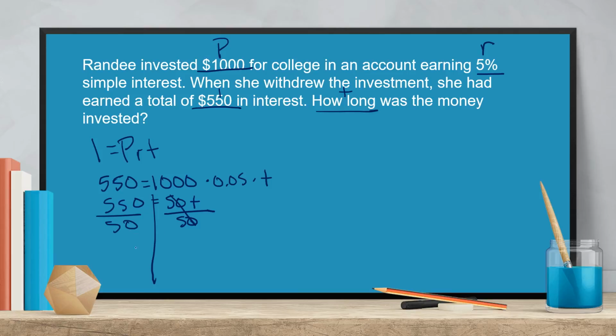So 550 divided by 50. Go ahead and do your math. We get 11 is the time in years. So it was out there 11 years. Long time, but made good money.